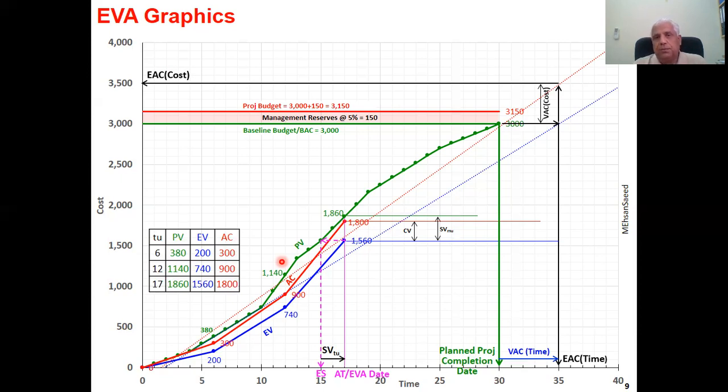If I ask you how much work has been completed, or how much out of 3,000 you have earned, obviously your answer would be 1560. How much more you have to earn? Well, you are required to earn 3,000. You have already earned 1560. So how much more you have to earn on the project? 1440.